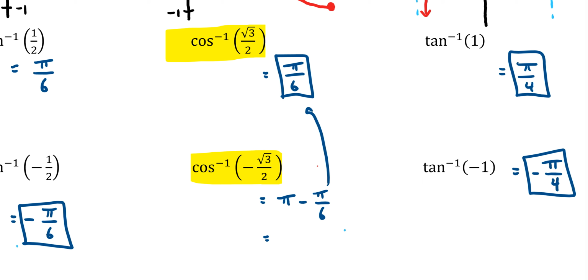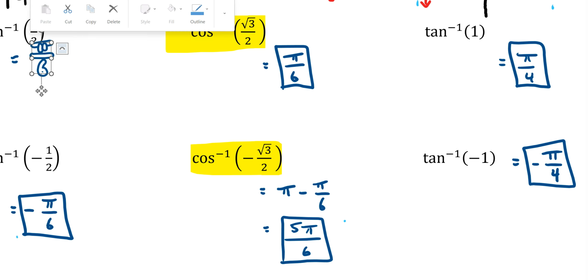So pi minus pi over 6, get common denominators. 6 pi over 6 minus pi over 6 gives us 5 pi over 6. So cosine inverse of a negative is always going to be, in my opinion, the hardest one for these inverse questions. So let's just see why that is.